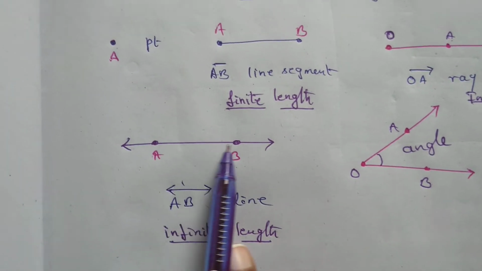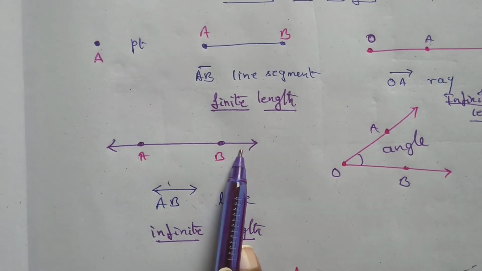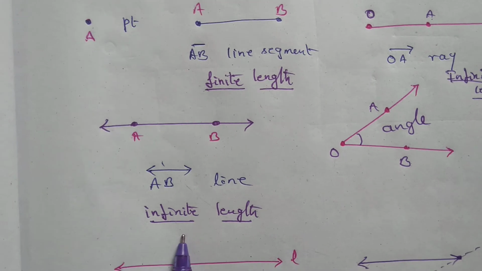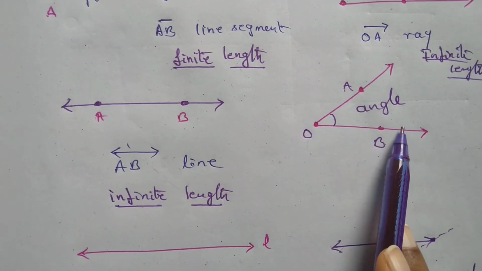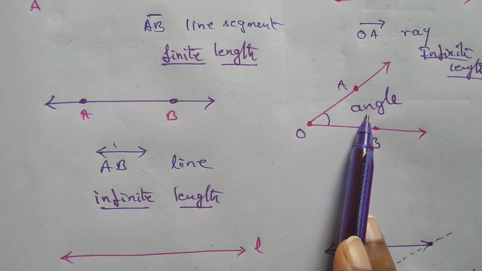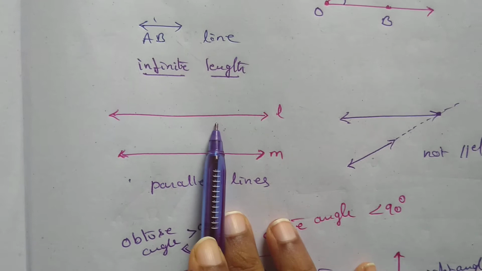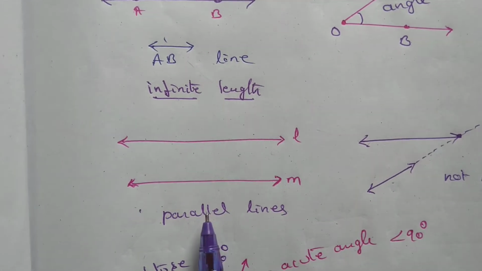And now if we extend the line segment on both sides to infinity, then we call it a line. So hence it is of infinite length. And an angle between two rays, this is an angle. And usually lines are represented by small letters like L, M, N, P, Q, like that.